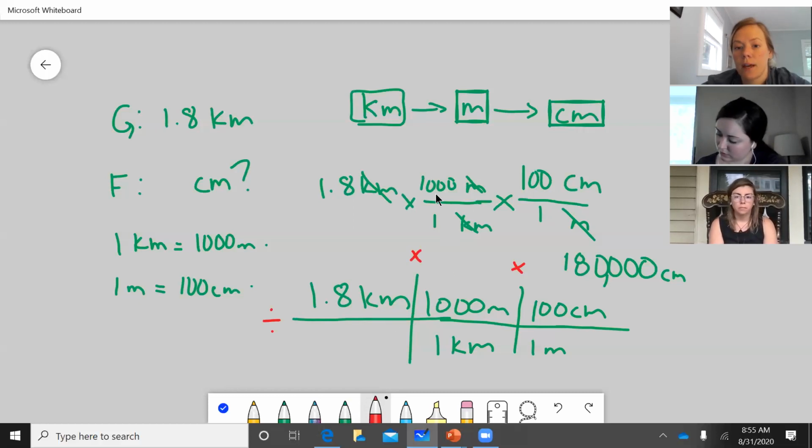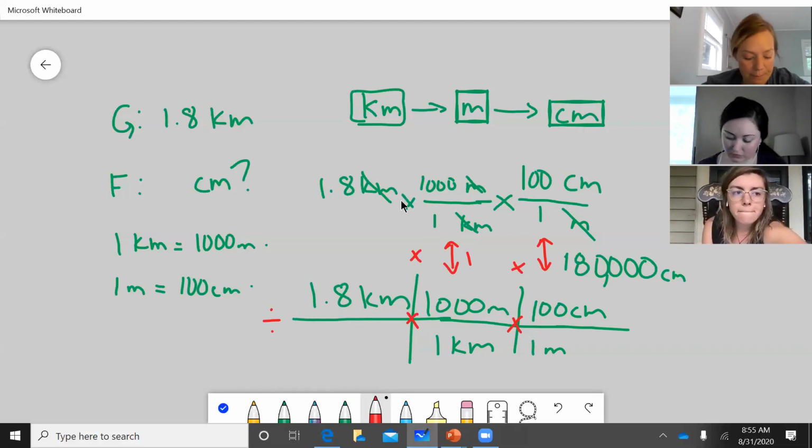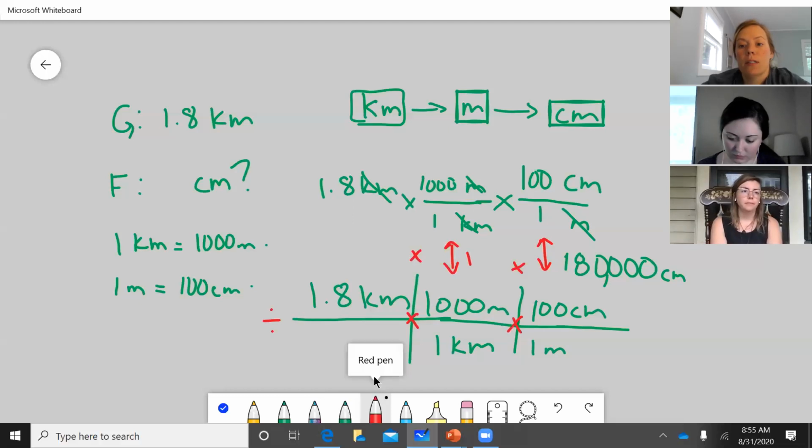So here's conversion factor 1. These two are the same thing. Here's conversion factor 2. Same thing. So you can think of there being a little multiplier value right there. Questions on that? Outside of just needing to practice.